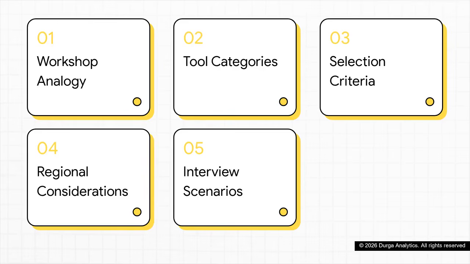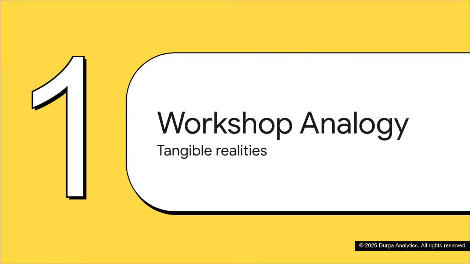Here's our agenda for today. 1. The governance workshop analogy. 2. Defining the tool categories. 3. Smart tool selection criteria. 4. Regional tooling considerations. And 5. Real-world scenario preparation. Let's jump right into Section 1, the governance workshop analogy, grounding abstract concepts in tangible realities.